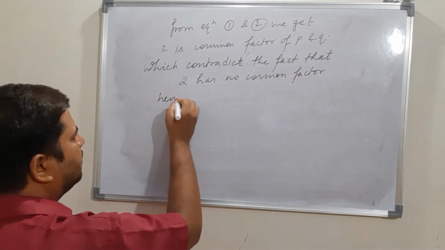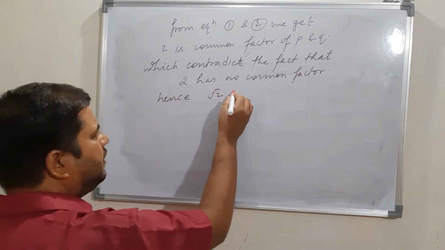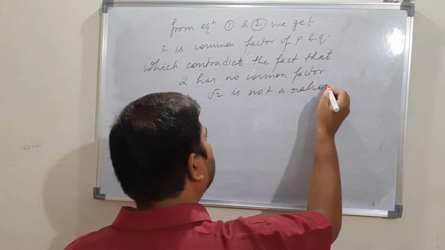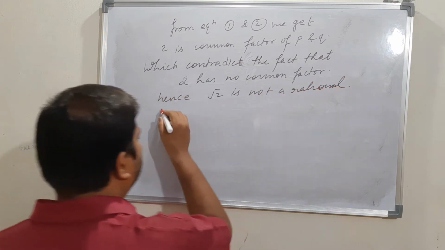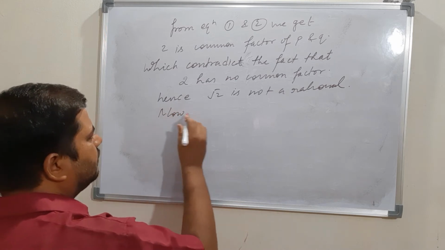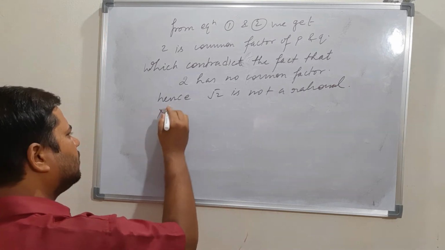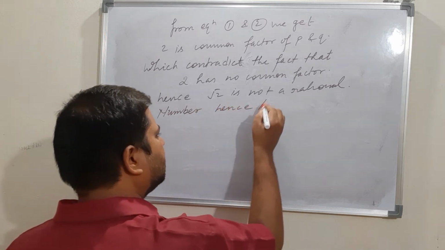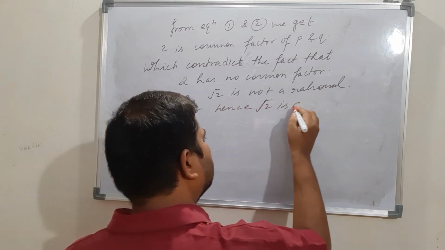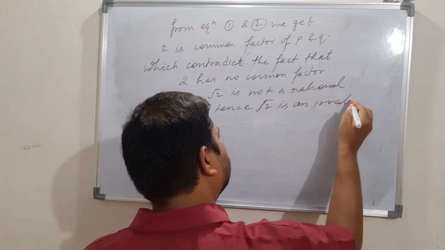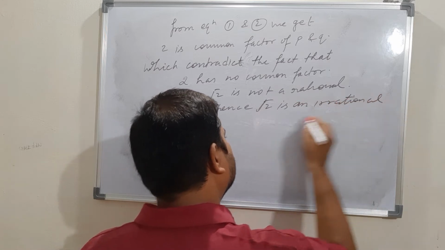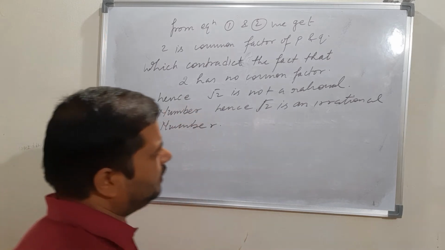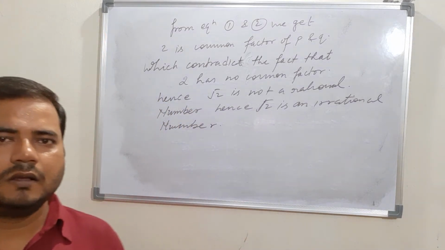Hence root 2 is not a rational number. Hence root 2 is an irrational number. Okay.